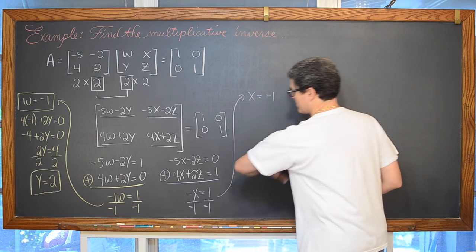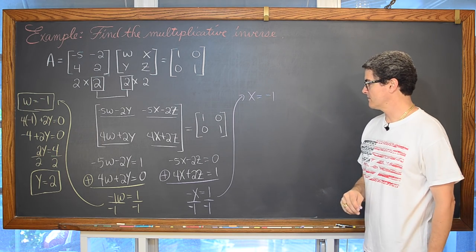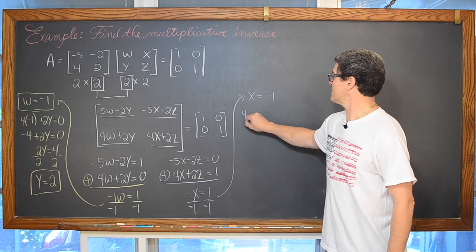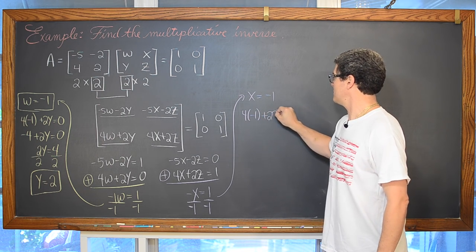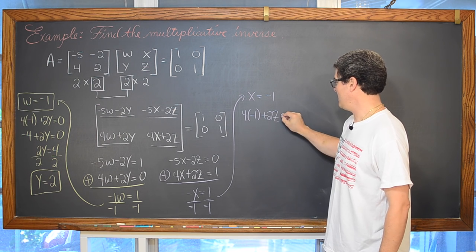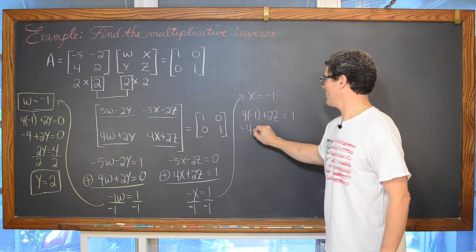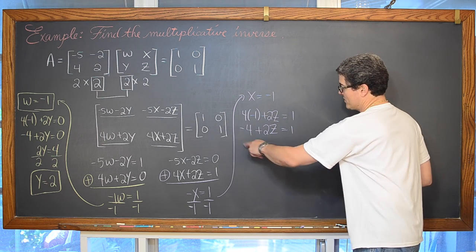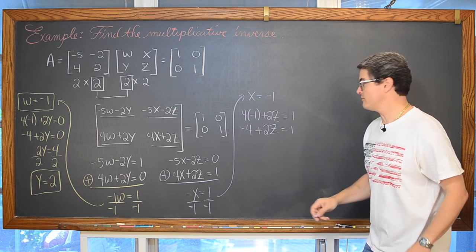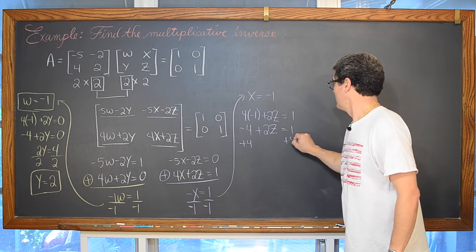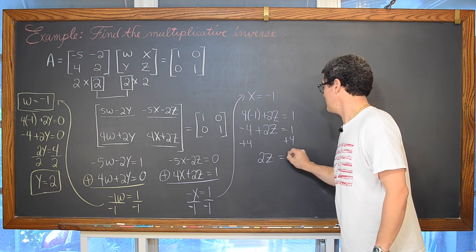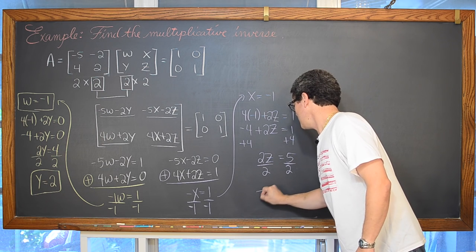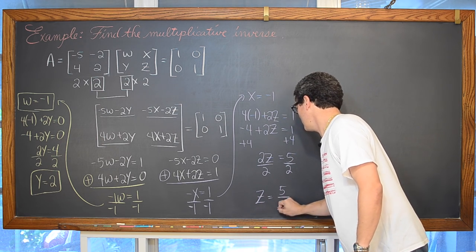Now, taking that value of x and plugging it into one of these original equations. Again, the second one here has less negatives, so 4 times negative 1 plus 2z is equal to 1. We have negative 4 plus 2z is equal to 1. Now we're going to add 4 to both sides of this equation to undo the subtraction of 4 and get 2z is equal to 5. Undo that multiplication of 2 with division, and we get z is equal to 5 over 2.